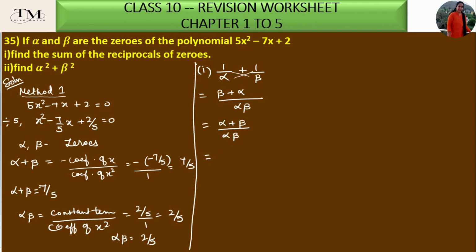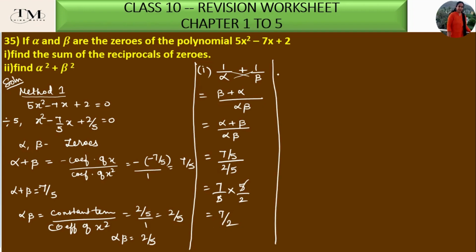What is alpha plus beta? Alpha plus beta is plus 7 by 5, divided by alpha beta, which is 2 by 5. Keep this 7 by 5 as such. Bring the 2 by 5 to the numerator, so it will reciprocate, that is, it will inverse. 2 by 5 will become 5 by 2. So 5 gets cancelled. So the answer is 7 by 2.